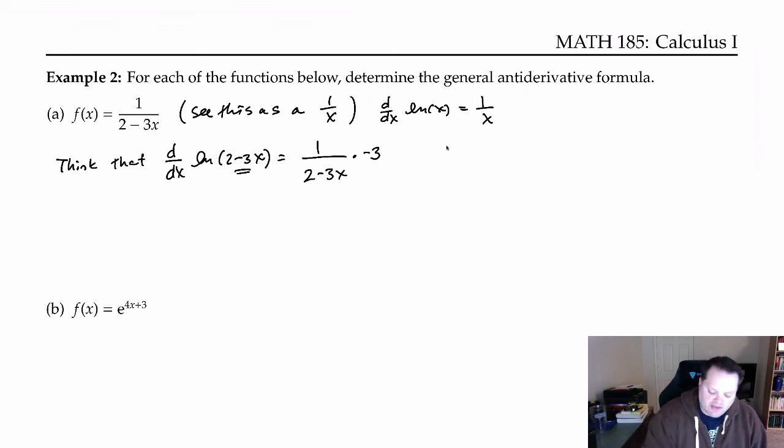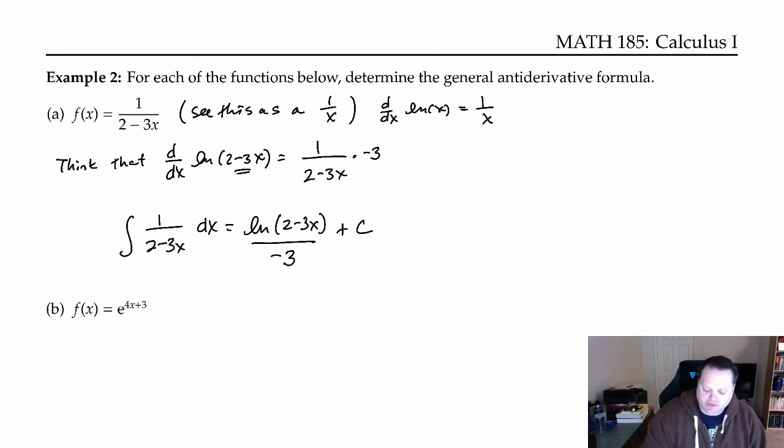So this makes me think that if I was to take the integral, or the antiderivative of 1 over 2 minus 3x dx, this is really just 1 over x, which is the natural log of that thing. But then rather than multiply by negative 3 because of chain rule, I should divide this quantity by negative 3. And then I have to add c onto it. And so this turns out to be the correct answer.